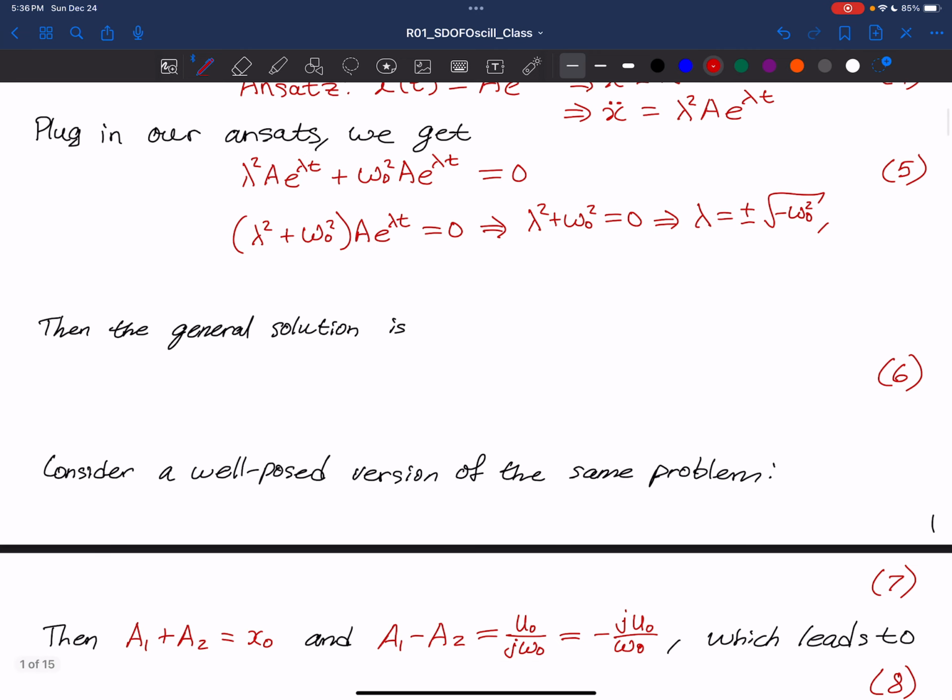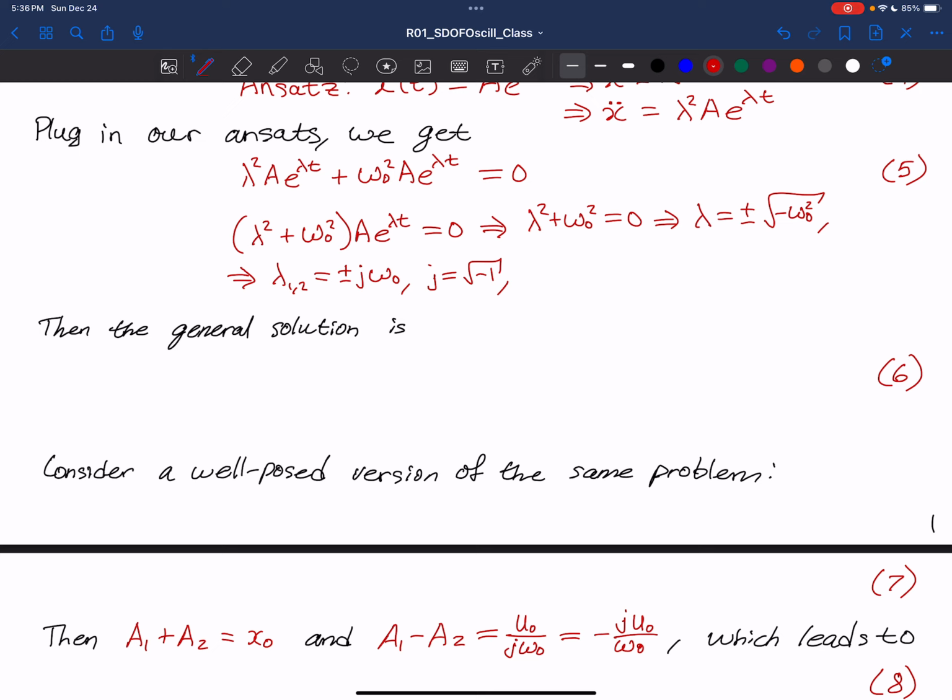From there, we can deduce that lambda 1, 2, so we're going to have two lambdas where the plus and minus comes from, is going to be equal to plus or minus j times omega 0, where j here is our imaginary constant, or the square root of -1. And therefore, we now have the lambda values.